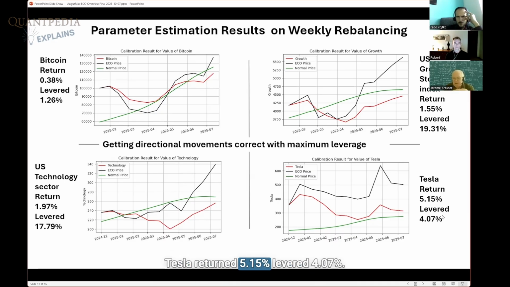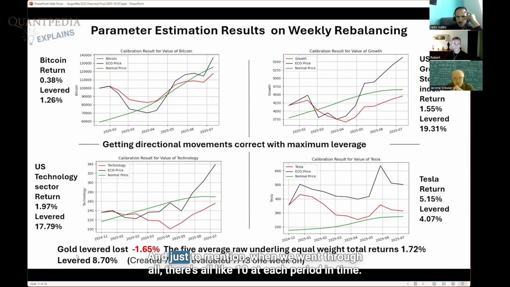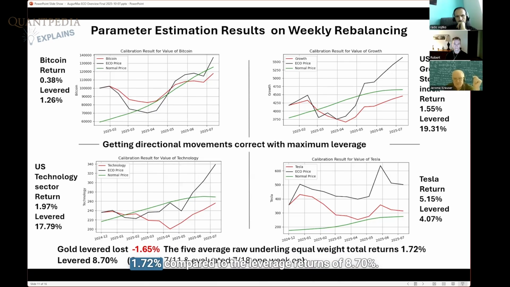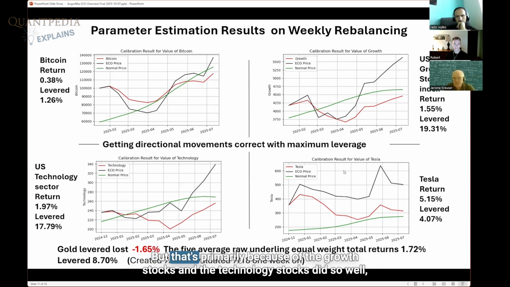Tesla returned 515, levered 407. Okay, so it didn't beat it. And just to mention, when we went through, there's like 10 at each period in time, gold levered lost about 1.65%, but the 5 average raw underlying equal weight total returns were 1.72% compared to the leveraged returns of 8.70. But that's primarily because the growth stocks and the technology stocks did so well.